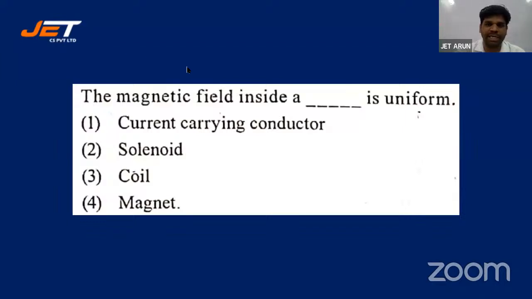The magnetic field inside a dash is uniform. Current carrying conductor, solenoid, coil, magnet. Magnetic field in which of these is uniform? Inside which of these is uniform? A mixed response.